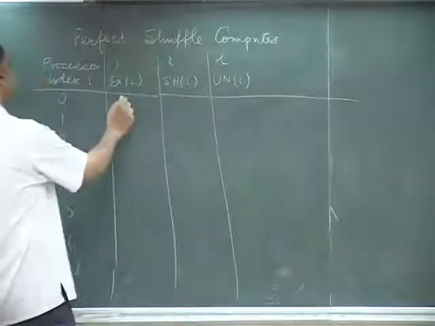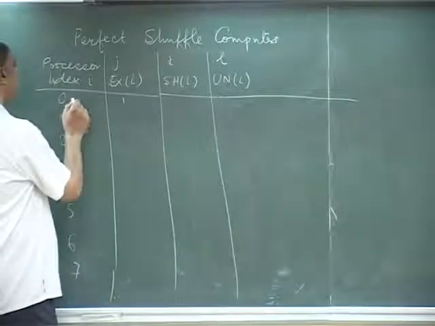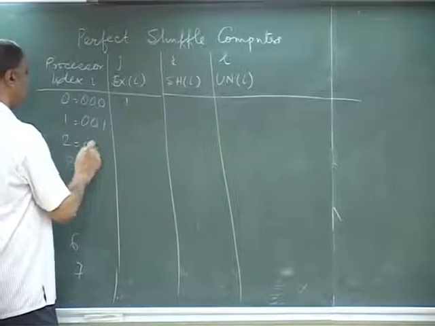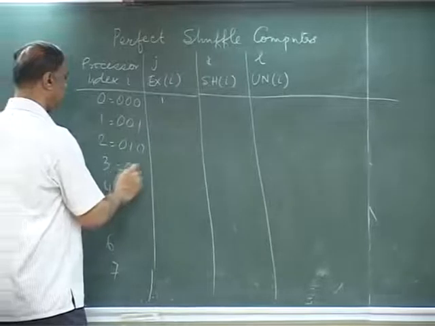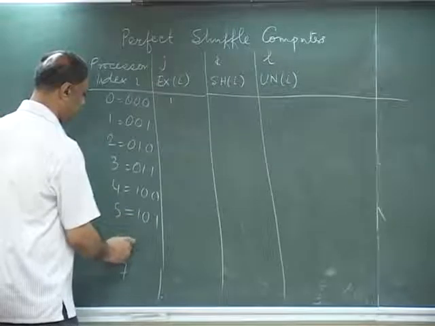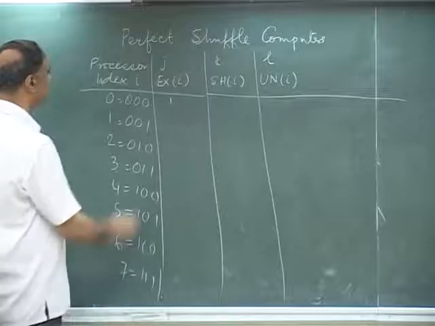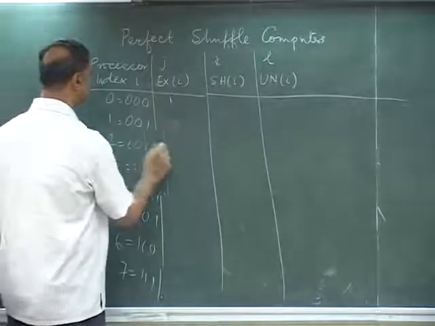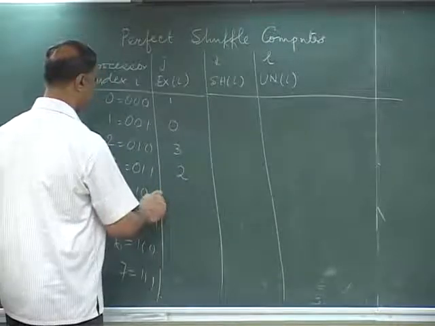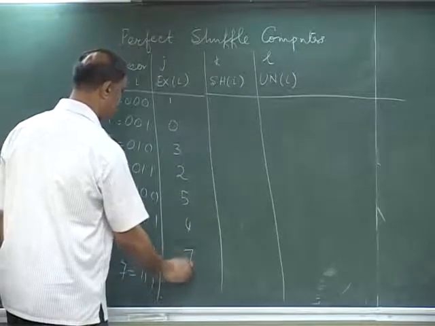Okay, so the exchange of I. This is nothing but 000, this is 001, this is 010, 011, 100, 101, 110, and all ones. So exchange is nothing but this is 0, this is 3, this is 2, this is 5, this is 4, this is 7, and this is 6.